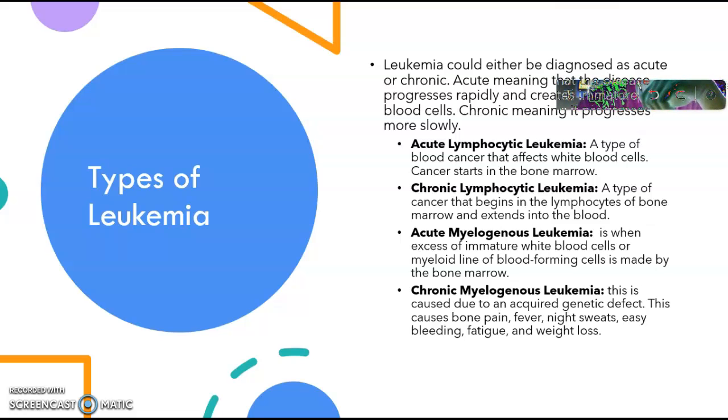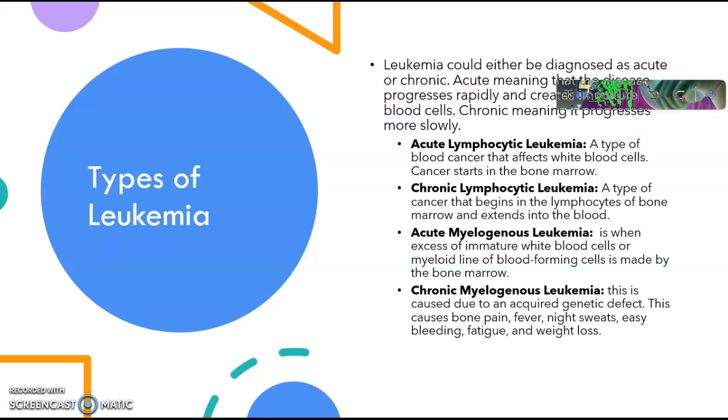Some different types of leukemia. It can either be diagnosed as acute or chronic. When I say acute, I mean the disease progresses rapidly and creates immature blood cells. And when I say chronic leukemia, it means it progresses more slowly. So I have here four different types of leukemia.